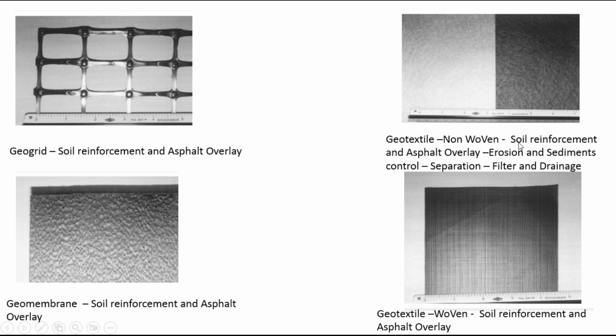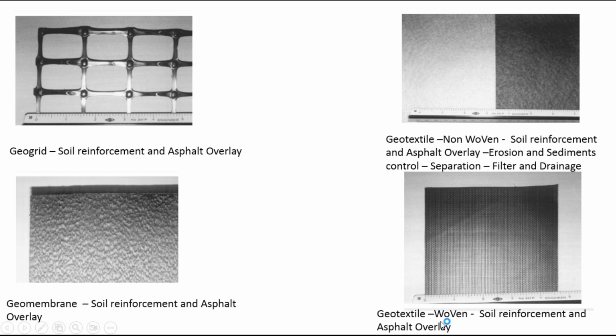and applications can be soil reinforcement, asphalt overlay, erosion and sedimentation control, a separation layer between the subgrade and subbase, filtration and drainage applications, and that varies based on a project's requirements and its constraints. As you can see, this non-woven geofabric comes in different colors. The first, in white, is UV protected. The second, black texture, comes without UV protection.